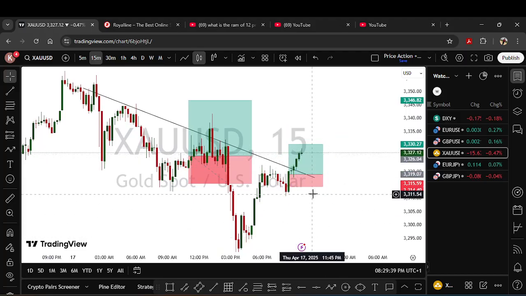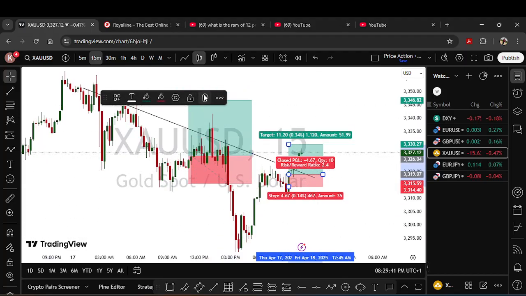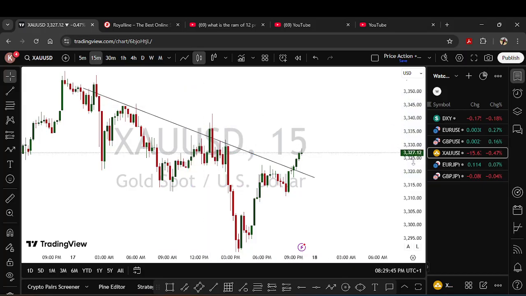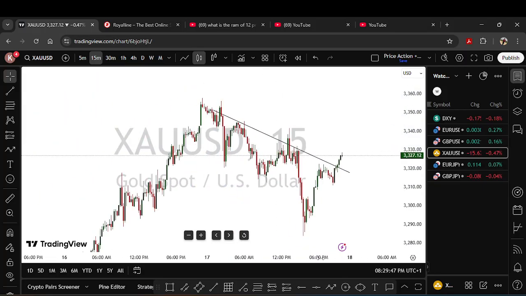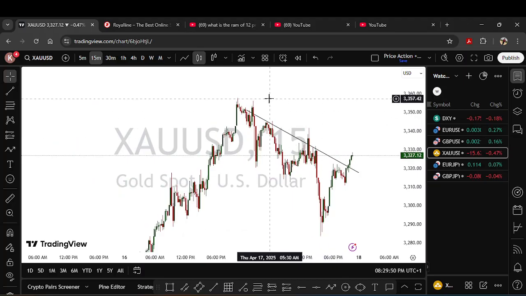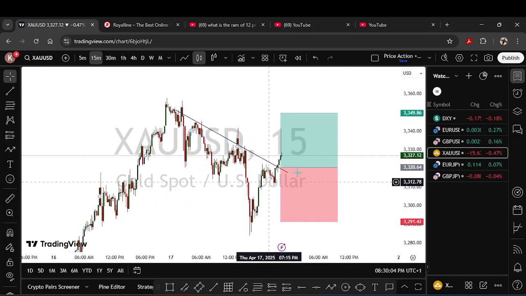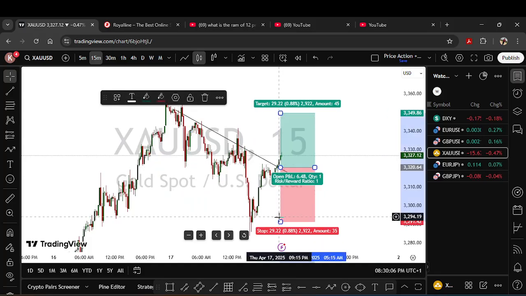If we get back here, I didn't take this trade. Let me get rid of this, and I didn't take this trade either, so let me get rid of this too. What we're looking out for is that we can see we are making lows, but we want to see the market retest back here because we've broken this high. So we want to see the market retest back here, then we're probably looking out to buy gold.